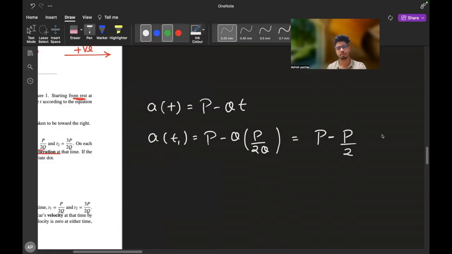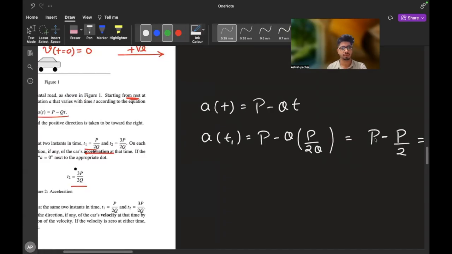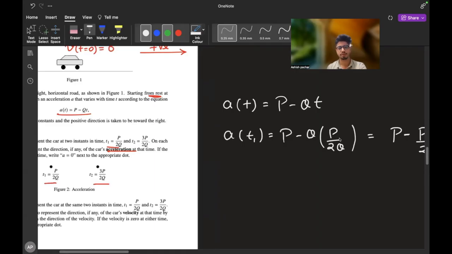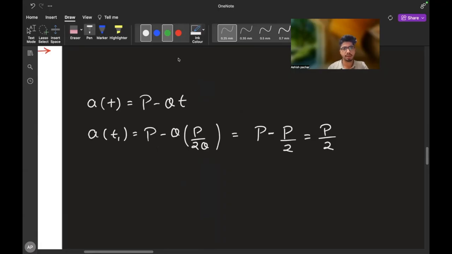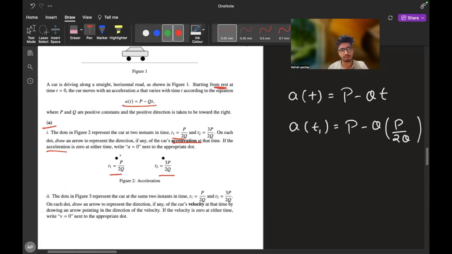So it comes out to be simply p by 2. This comes out to be positive, since the p value is positive. So this is a positive value. So the arrow you have to show at this point, the acceleration is towards the right, because the right side is positive.